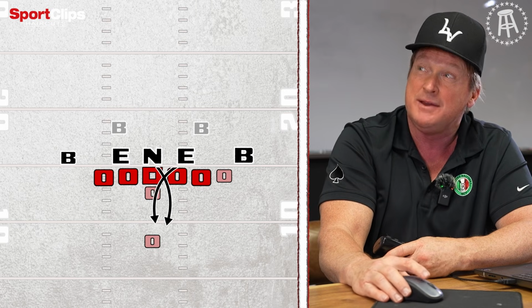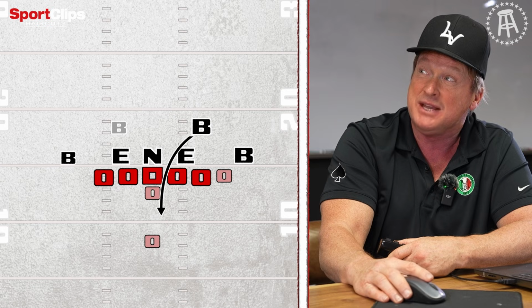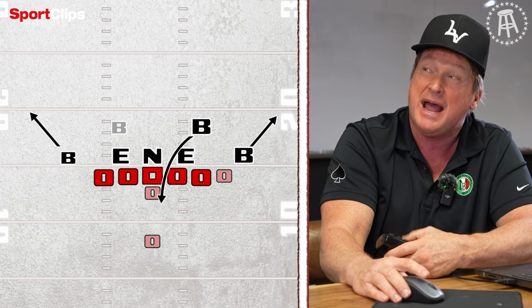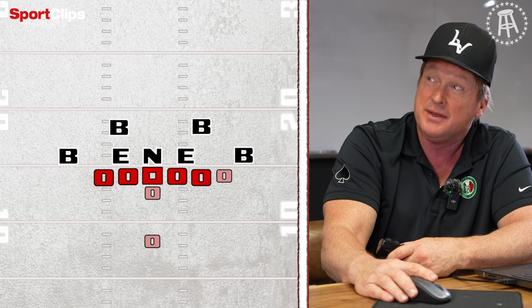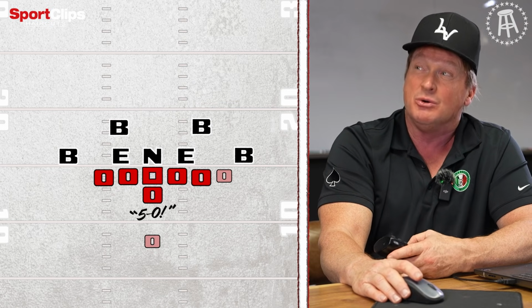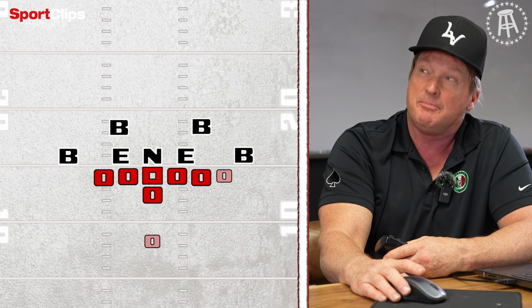They'll stunt this front, and sometimes they'll bring one of these inside linebackers. Sometimes they drop both ends and bring an inside backer. There's a lot of variables, but when we see jam, we say 5-0. You guys with me? And we covered that in our protection glossary a couple weeks ago.